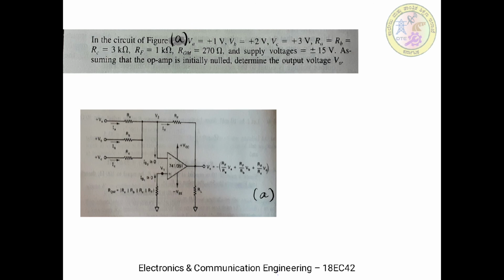Similarly, let us take one more simple example. In the circuit shown, it is given that VA is equal to plus 1 volt, VB is plus 2 volts, and VC is plus 3 volts. Also, RA, RB, RC resistor values are given, all equal to 3 kilo ohms, whereas feedback resistor RF is equal to 1 kilo ohm, the offset adjustment resistor is 270 ohms, and the supply voltage is plus or minus 15 volts. Initially the op amp is nulled, and we have to determine only V0.